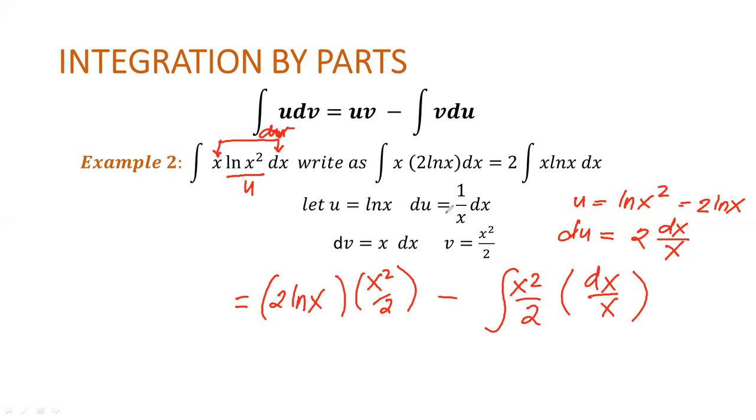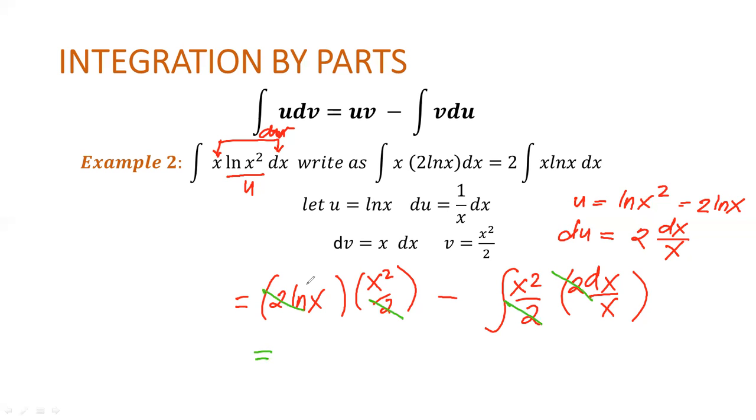So uv, u is 2 ln of x times v, x squared over 2, and then you have the integral of v. The v is x squared over 2, du is, sorry, it has a 2 dx over x. In this case, your du is 2 dx over x. So we cancel this. We cancel this. We cancel this.